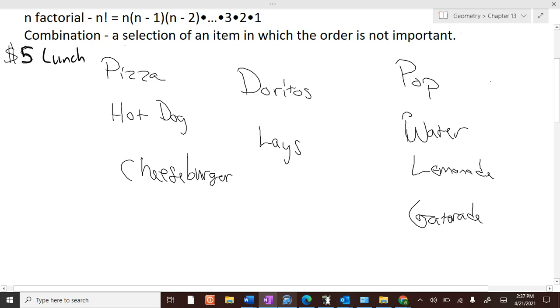Because this is the fundamental accounting principle. You get one choice out of these three. So that's 3. You get one choice out of these 2. That's 2. 3 times 2 is 6. And you get one choice out of these 4. That's 4. So 3 times 2 is 6 times 4 is 24. There's 24 different ways we can do that. Okay? That's the fundamental accounting principle.